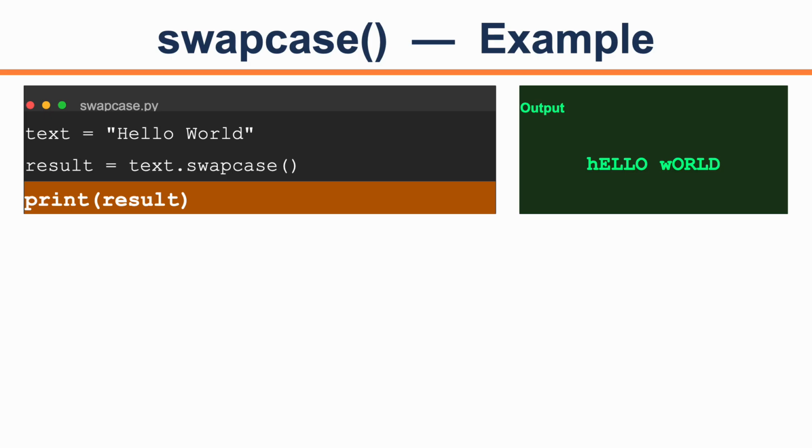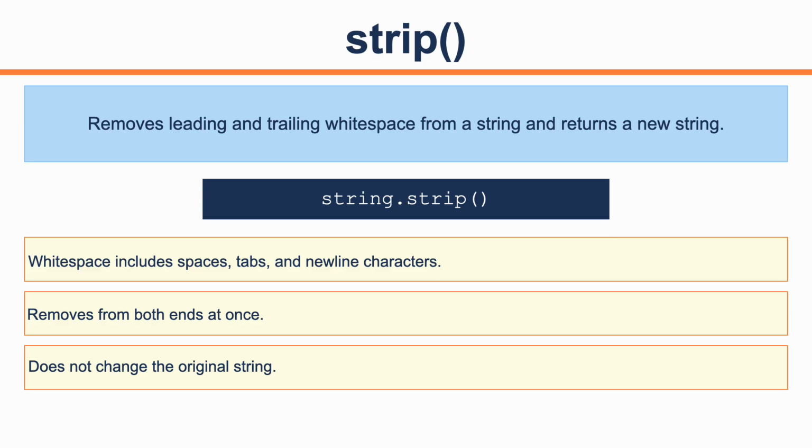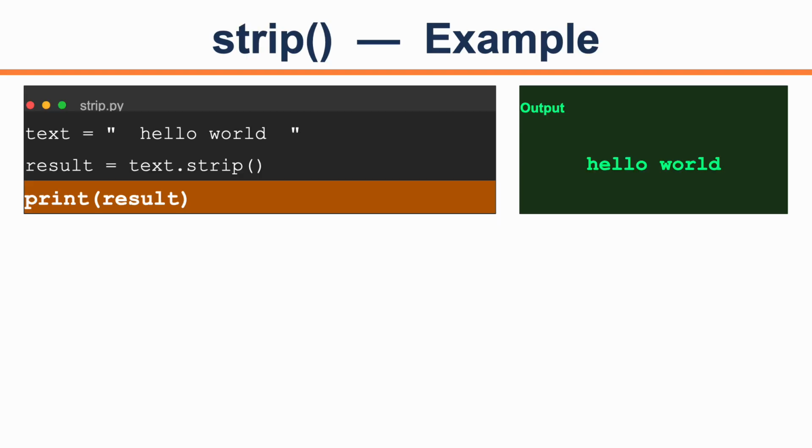uppercase. The strip method removes leading and trailing whitespace from a string. Whitespace includes spaces, tabs, and newline characters. It returns a new string and does not change the original. Here we store a string with extra spaces on both sides in a variable called text. Calling the strip method returns the same text with all surrounding whitespace removed.